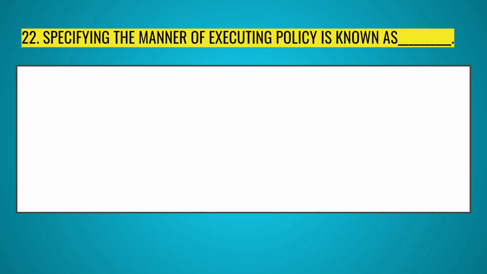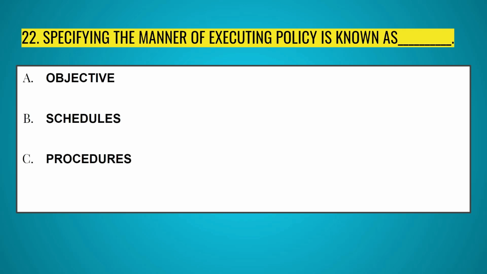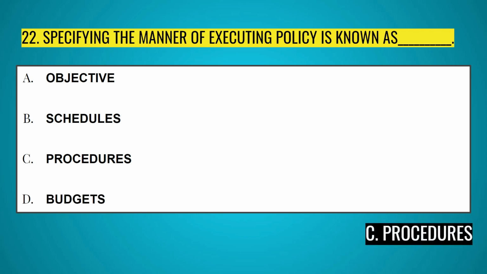22. Specifying the manner of executing policy is known as A. Objective, B. Schedules, C. Procedures, D. Budgets. The answer is option C. Procedures.